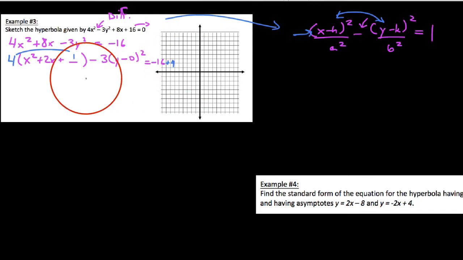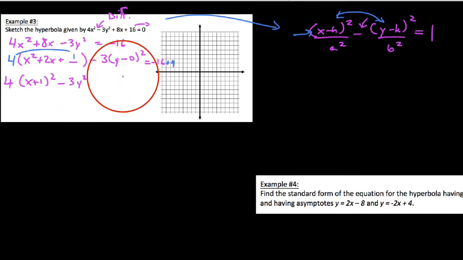I'll try not to draw on my grid too much here. But basically it boils down to this. We say 4 times x plus 1 squared minus 3 times just y squared. You can write it as y minus 0 squared, but I'm going to write y squared, and this is all equal to, in this case, 12, and we're going to divide everything by 12 now, since we need the right side to equal 1. And essentially now we've gone from general form, which equals 0, into standard form.